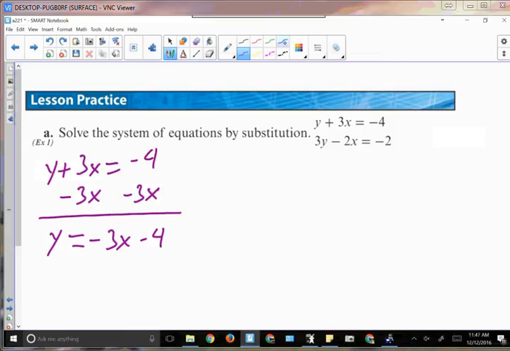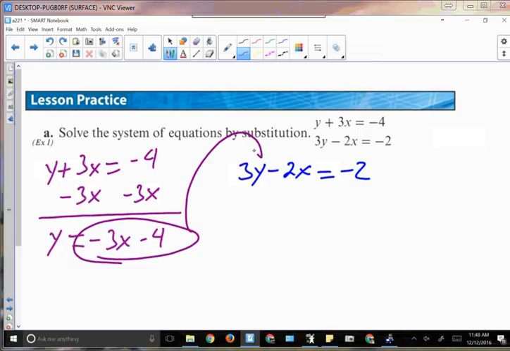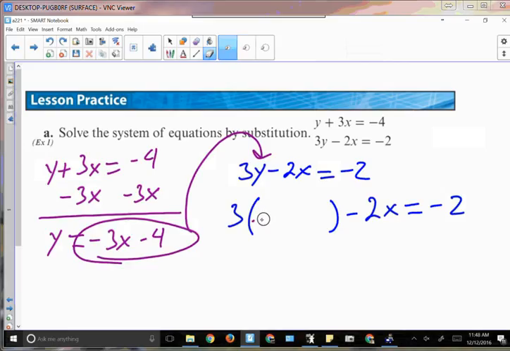So now with the other equation, I've got 3y minus 2x is equal to negative 2. I am going to replace whatever I see for y with this. Okay. So it ends up looking like this. 3 parentheses minus 2x is equal to negative 2. Put in my, whoops, sorry. Okay, erase it. Minus 3x minus 4. Okay? That's all I'm doing. Wherever I see the y, I replace it with that.